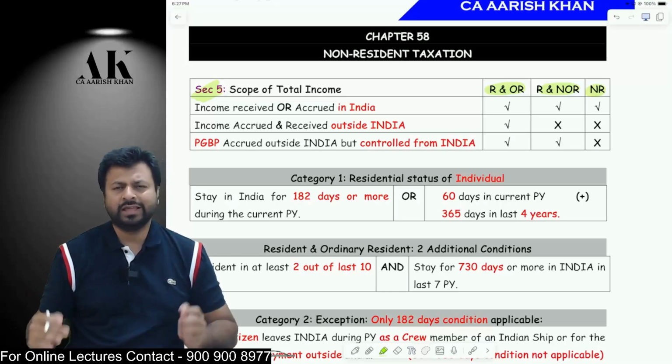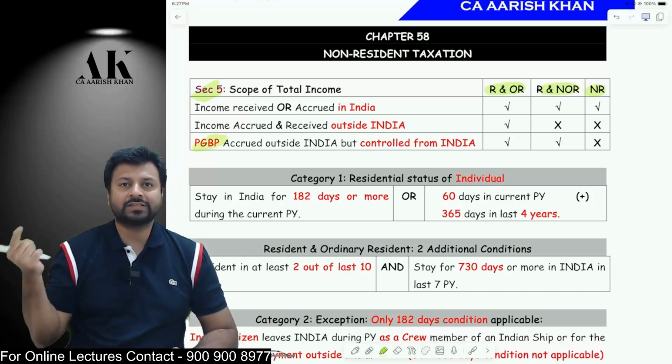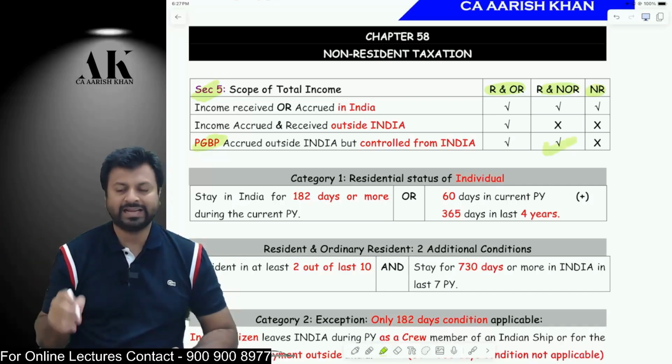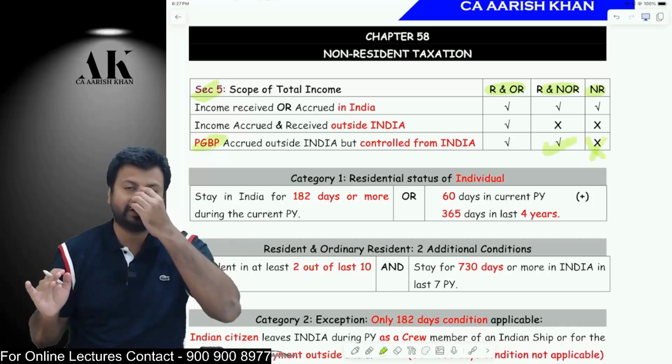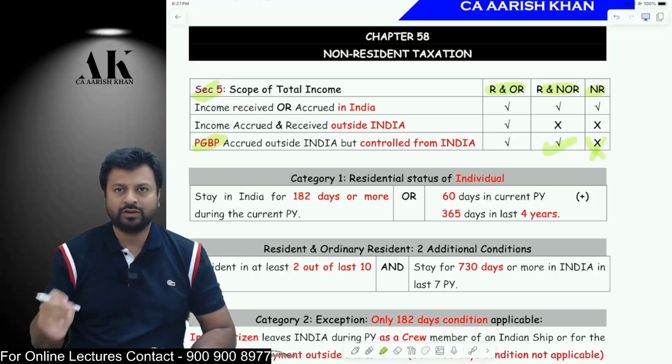Okay. Now, what is the difference between NOR and NR? There is only one difference between NOR and NR. And that comes under PGBP. That if the PGBP is done outside India and if it is controlled from India, then NOR will pay tax, NR will not pay tax. That's the only difference between NOR and NR. Otherwise, NOR and NR are one and the same thing. Okay. I hope it is clear to all of you.